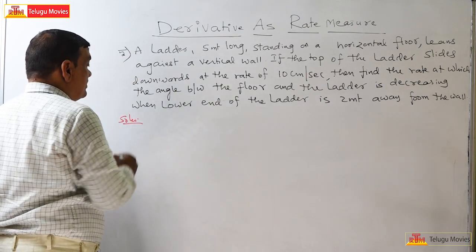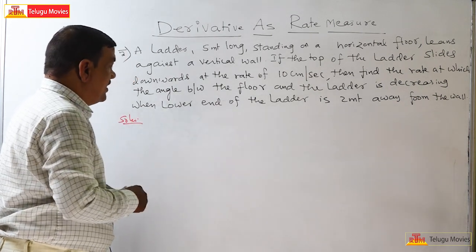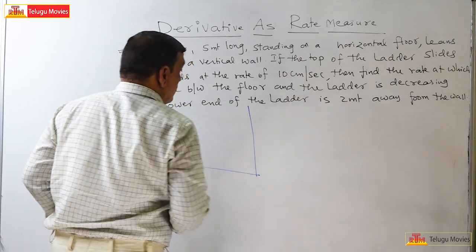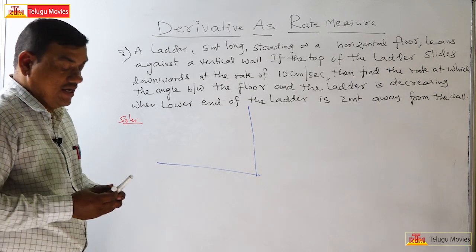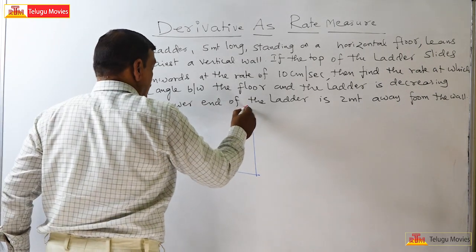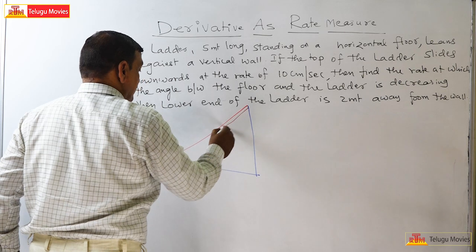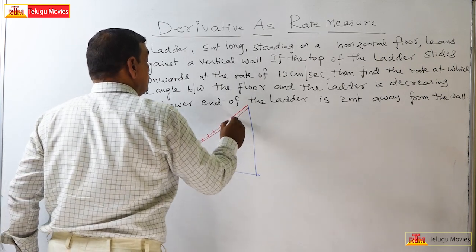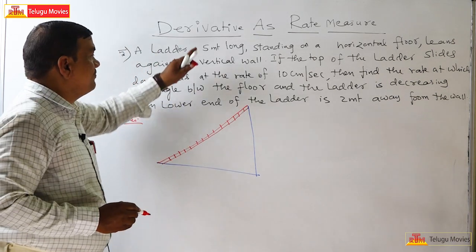So what does the ladder mean here? Here there is a horizontal floor and here a wall. Here there is a ladder. This is a ladder. It is 5 meters long.